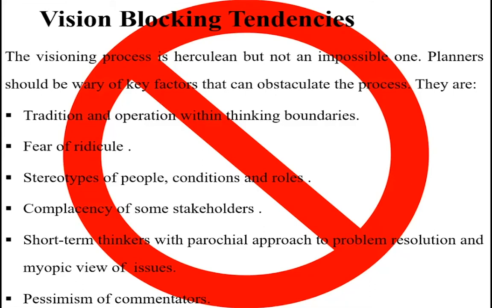Some planners, when you are holding your meetings, stakeholder consultation, and so on, some people don't want to be ridiculed. They don't want to be criticized. They may say because of that, don't let us go as far. Don't let us go to the grassroots and so on. No, you should be wary. This can block the system and the process. Now, stereotypes of people, conditions and rules, complacency of some stakeholders. Some stakeholders will be simply complacent.